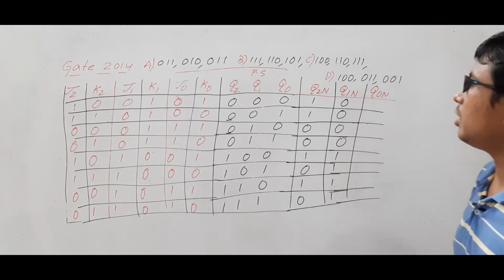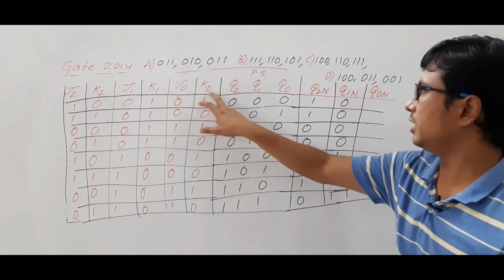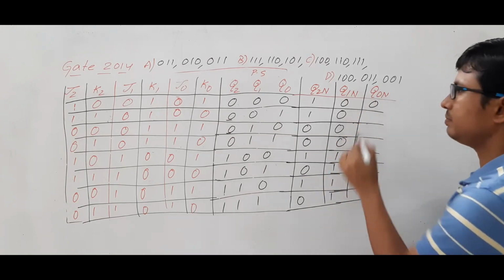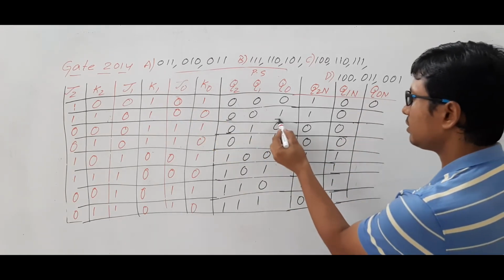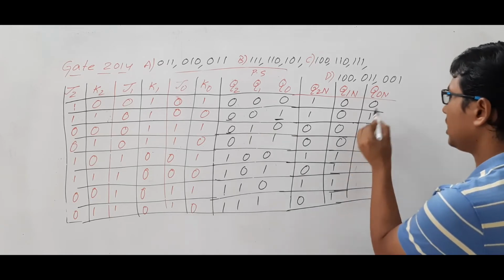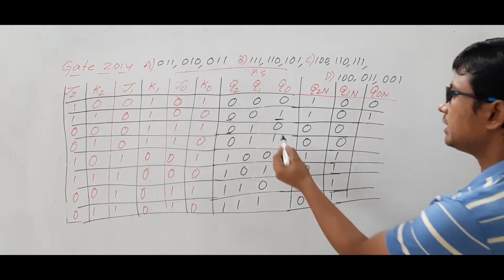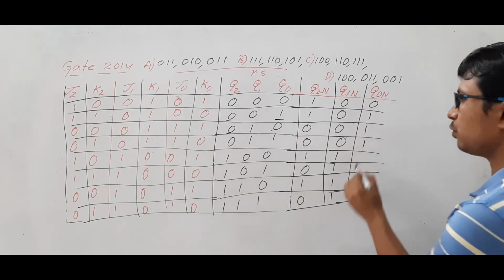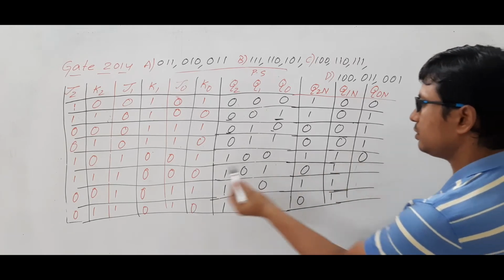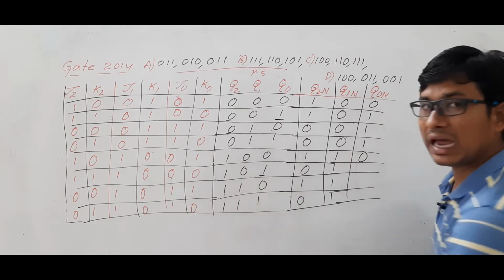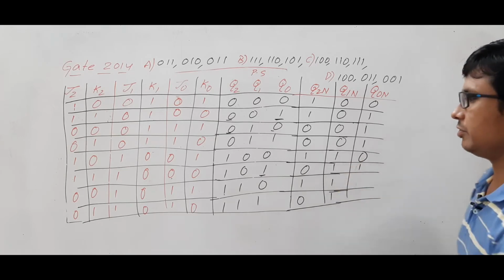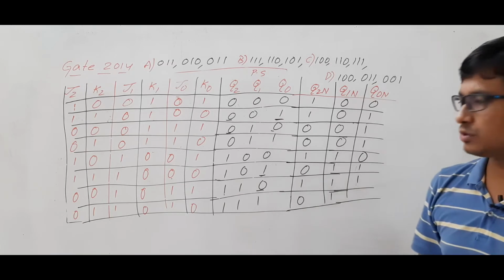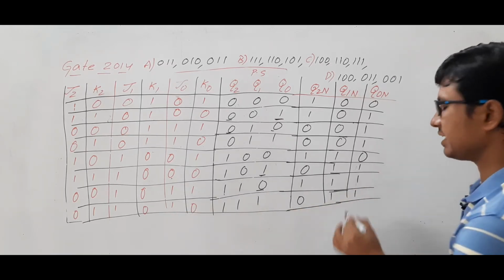Now Q naught n will depend on J naught, K naught and Q naught. If you look at it, for 0, 0, whatever the value is there in Q naught, the same value will come. If it is 1, 1, its complement will come. 0's complement is 1. If it is 1, 0, you will get 1. If it is 0, 1, you will get 0. If it is 0, 0, whatever the value is there, that value will come. If it is 1, 1, its complement will come. 0's complement is 1. If it is 1, 0, it will act as a set.